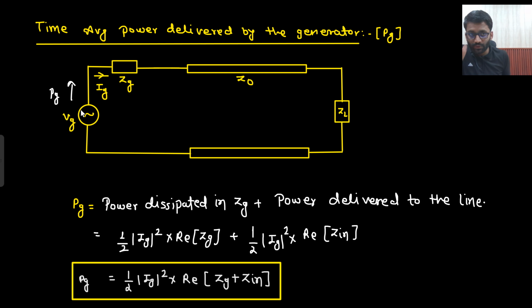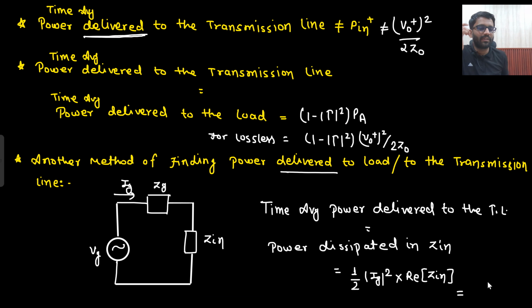From the source, from this generator, I need to find the power delivered. That means some power this Zg will eat up and some power this transmission line will eat up. So how much power will be delivered to the transmission line? That will be equal to the power delivered to the load, or you replace it with Zin and find out its value.